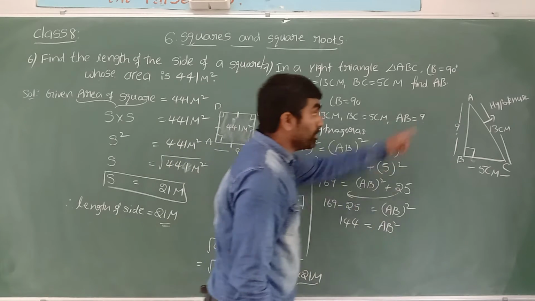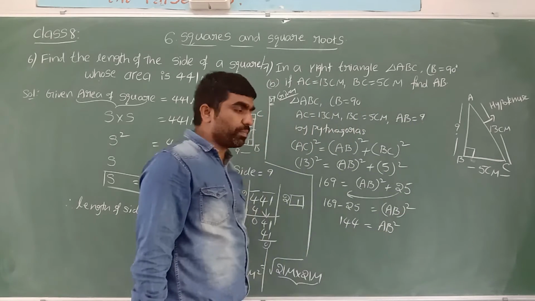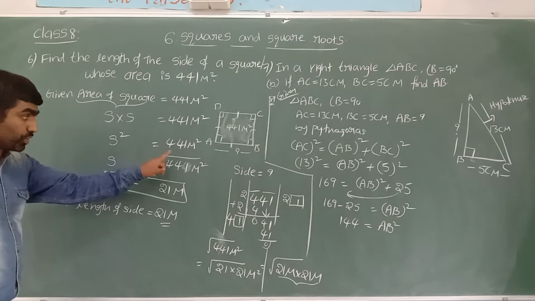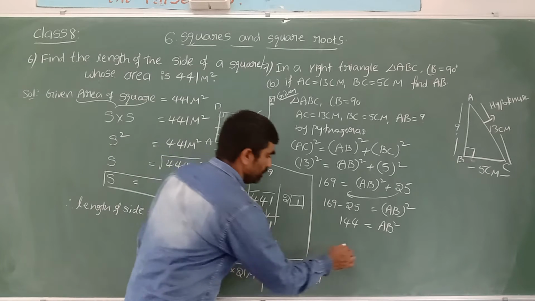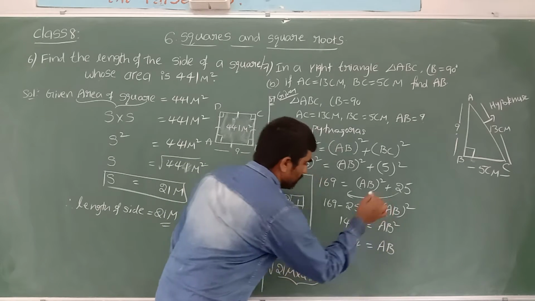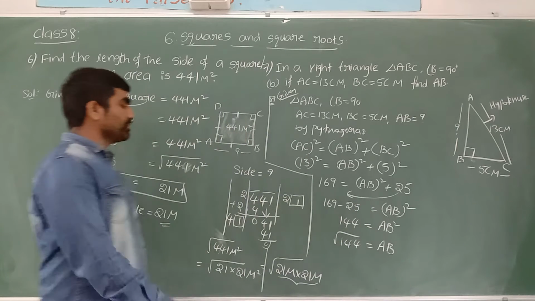They are not asking AB square. They are asking to find only AB. So power 2 can transpose to the other side. When I transpose power 2, it becomes square root. So we write square root of 144 is equal to AB.